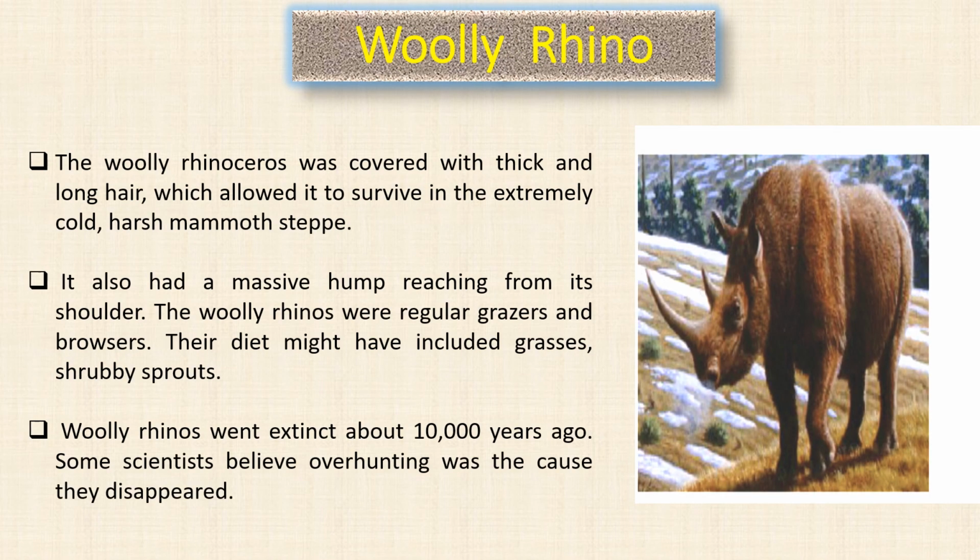Yes, the next prehistoric animal is the woolly rhino, as you can see on the screen, and some of its characteristics. The woolly rhinoceros was covered with thick and long hair, which allowed it to survive in the extremely cold and harsh weather. It also had a massive hump reaching from its shoulder, and its diet might have included grasses and shrubby sprouts. Woolly rhinos went extinct about 10,000 years ago, and some scientists believe overhunting was the cause.